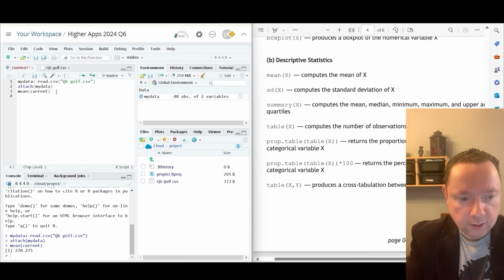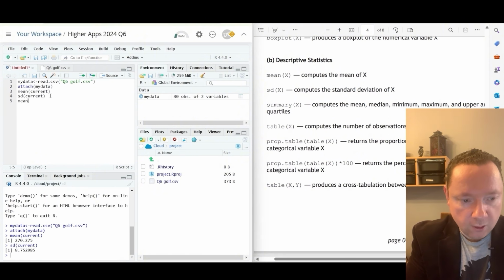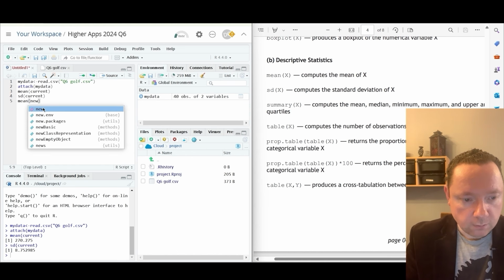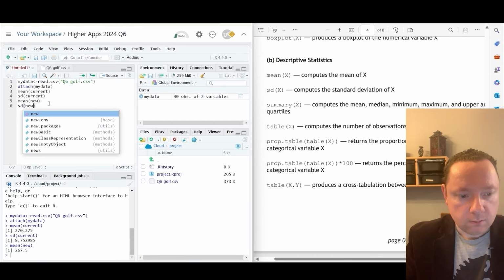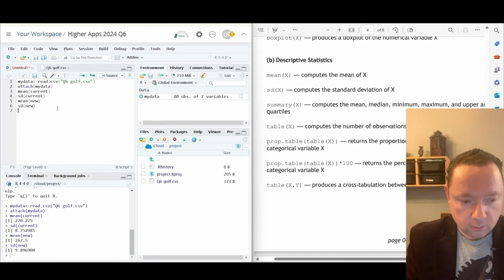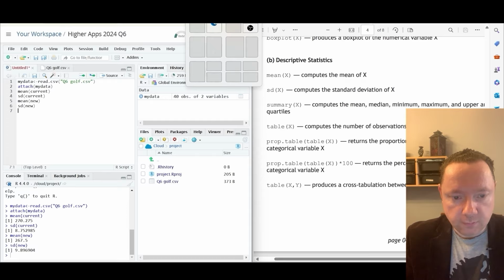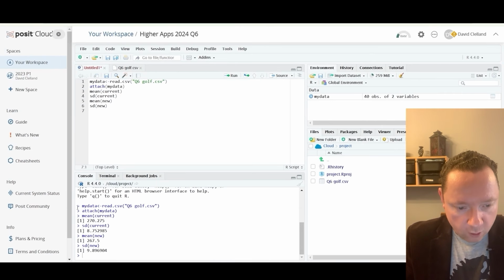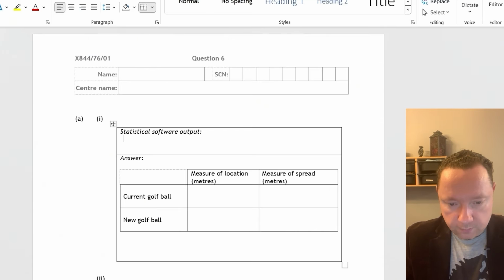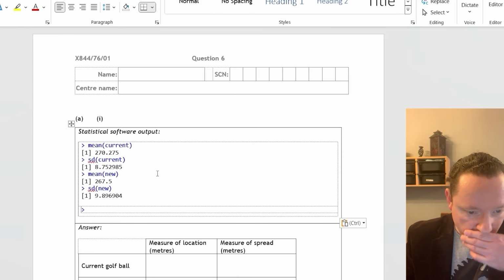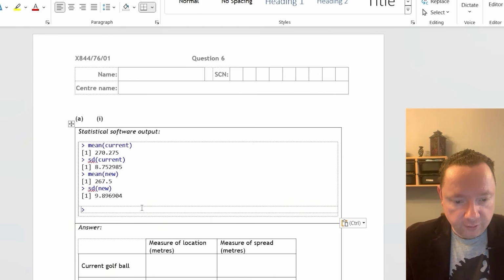We want standard deviation of current. And then we want mean of new. And we want standard deviation of new. So we get all that. So let's just copy that over to our Word document, statistical software output, mean, standard deviation, mean, standard deviation.